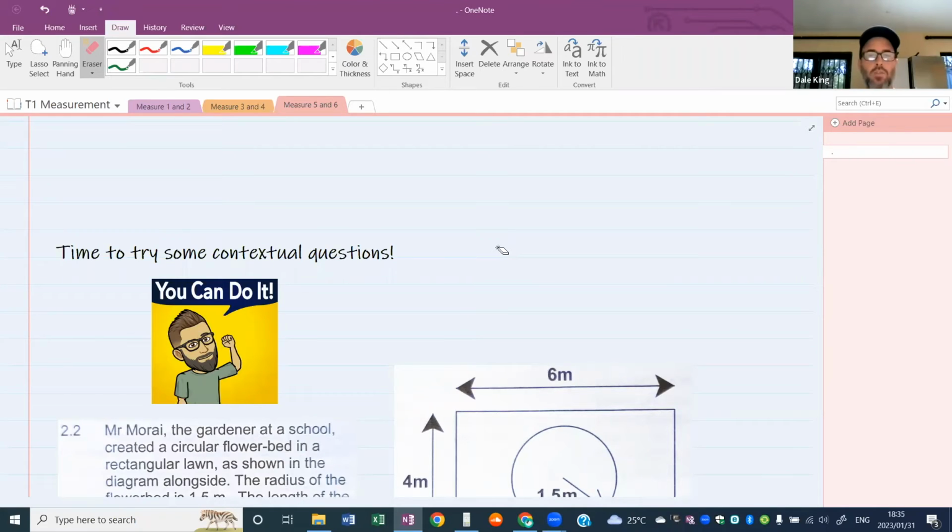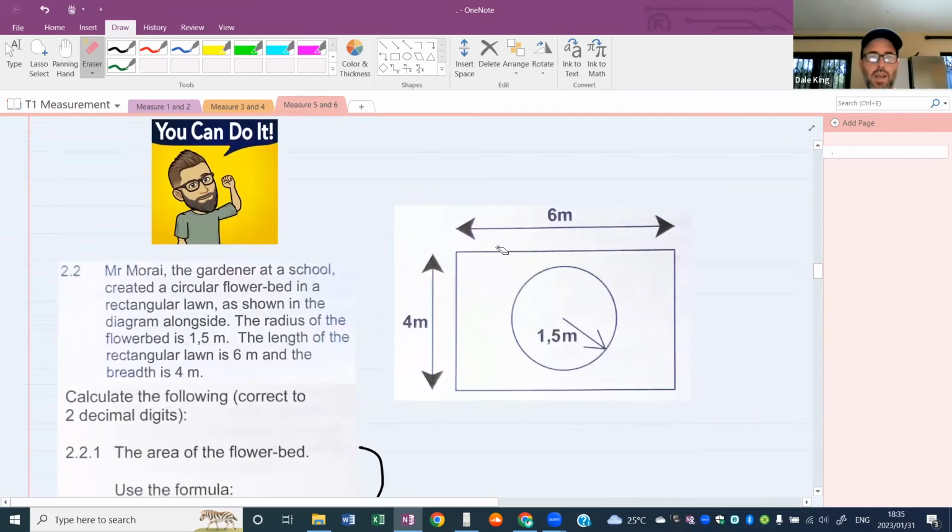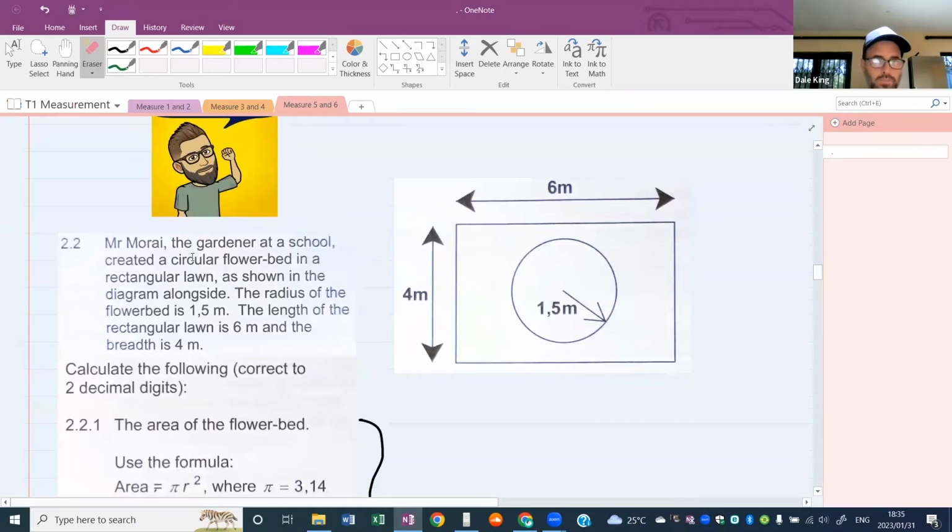All right, so I'm going to give you a contextual question, and then we want to have a look at what questions come after this. Okay, so here is the contextual question. I don't know if you can read it there. I'll read it for you if you can't see. But it says, Mr. Morai, the gardener at school, he is going to create a circular flower bed in a rectangular lawn. And you can see a diagram there that'll help you.